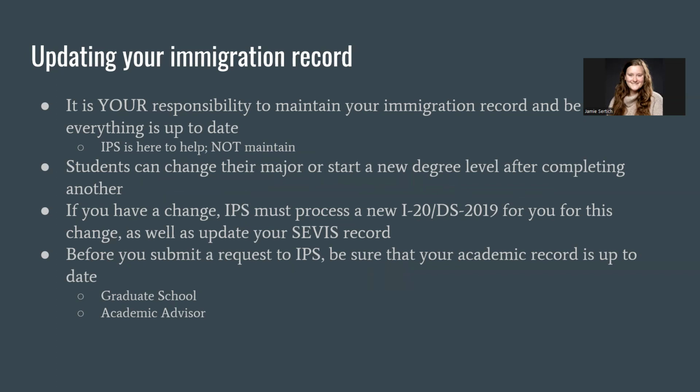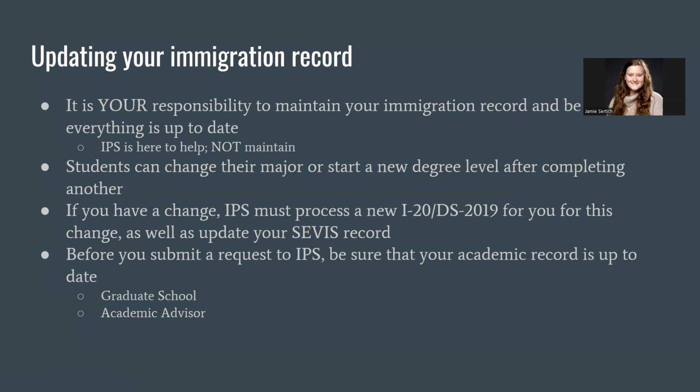While you are here at Michigan Tech, students can change their academic program major and receive a new I-20, or you can start a new degree level after you complete another. Additionally, we have had situations where a student comes into Michigan Tech as a PhD student and they end up changing their level back to a master's and graduating early. If you have a change in your level or major, IPS must process a new I-20 or DS 2019 for you for this change, as well as making sure that your CVIS record is up to date in case the government were to audit your record.